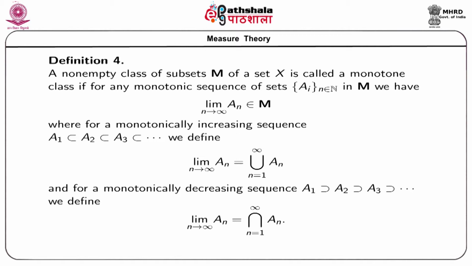Now, we introduce our last definition in these set theoretic classes. A non-empty class of subsets M of a set X is called a monotone class if for any monotonic sequence of sets A_n in M, the limit set of A_n belongs to M, where for a monotonically increasing sequence of sets A_n, that is when A_1 is a subset of A_2 subset of A_3 etc., we define the limit set as the union of all the sets, that is the union over n equal to 1 to infinity of A_n, and for a monotonically decreasing sequence A_1 containing A_2 containing A_3 etc., we define the limit set as their intersection.